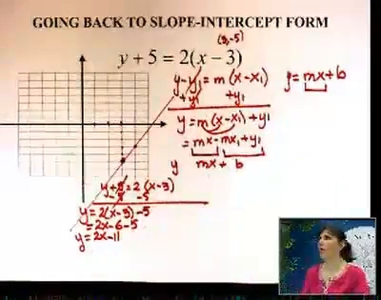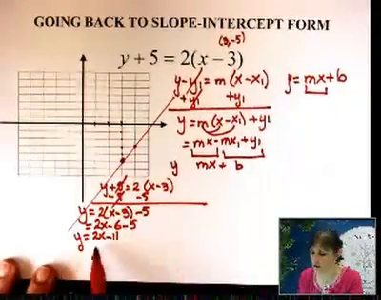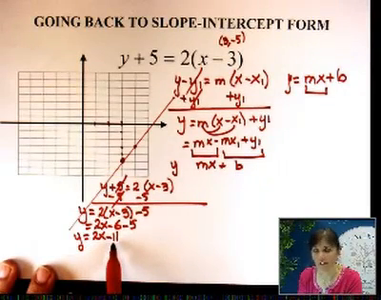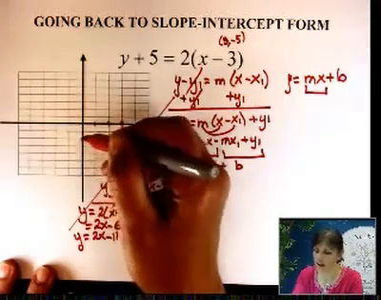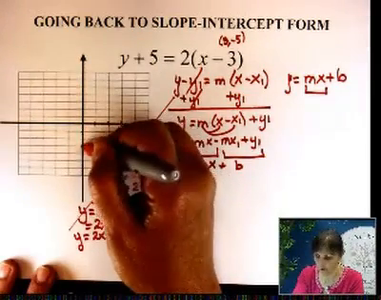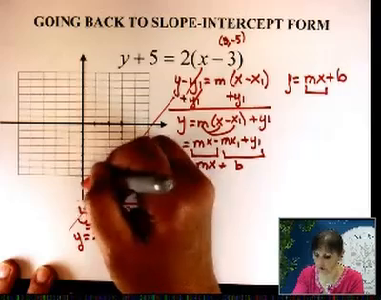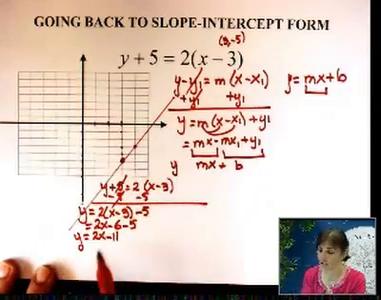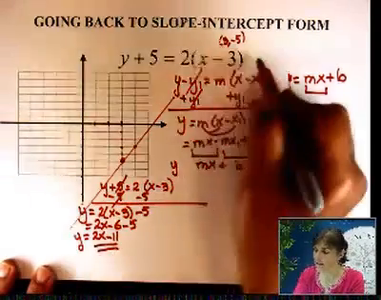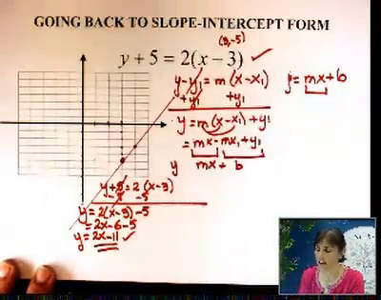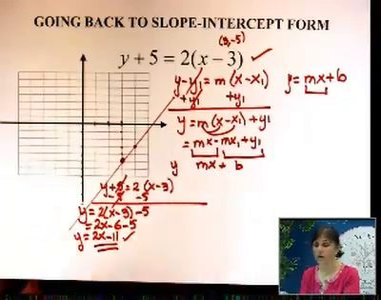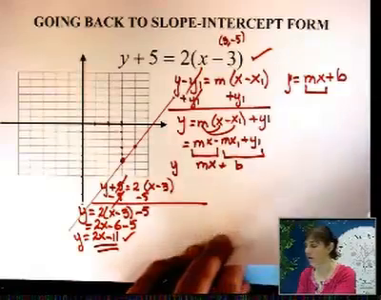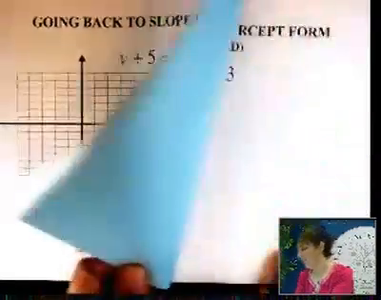Let's check it with the slope-intercept form. Slope-intercept form says it has a y-intercept of -11. I'm off the chart, but does it look like -11? Let's try. 1, 2, 3, 4, 5, 6, 7, 8, 9, 10, 11. Bingo. So actually, this was right. You can always have a reality check, and it has a slope of 2. So this is how you go back to slope-intercept form once you have it in the point-slope form.